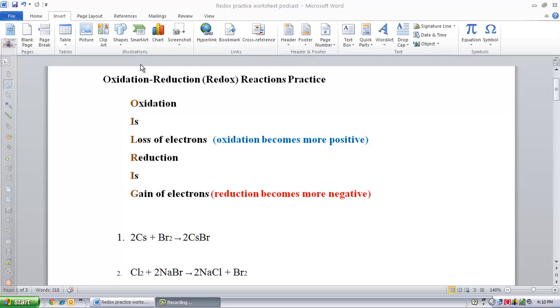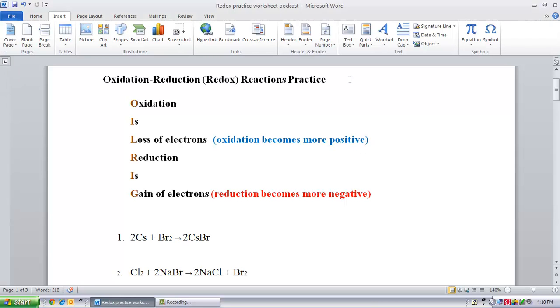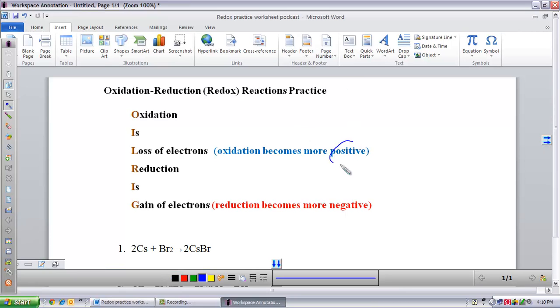Today we're going to do some practice with oxidation reduction reactions, which are also for short called redox reactions. Remember that this mnemonic says oxidation is loss of electrons. Keep in mind that it's not oxidation is loss, it's loss of electrons, which means that you're becoming more positive. Reduction is gain, so that means when you're reducing, you're actually becoming more negative.